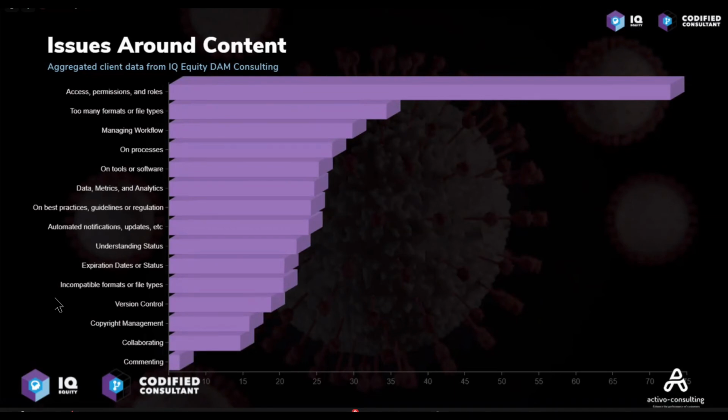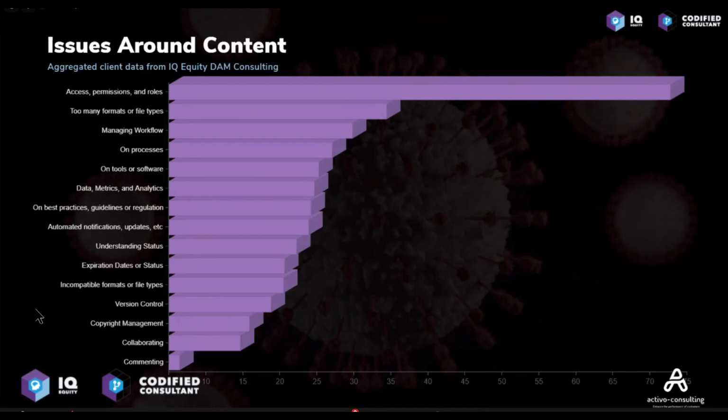Okay. So this is an example of aggregated data, and we see clearly here that one of the major pain points is access permissions and roles. And within that, do I have the rights to use this content? Can I use it on the right platforms? Am I struggling with file formats?